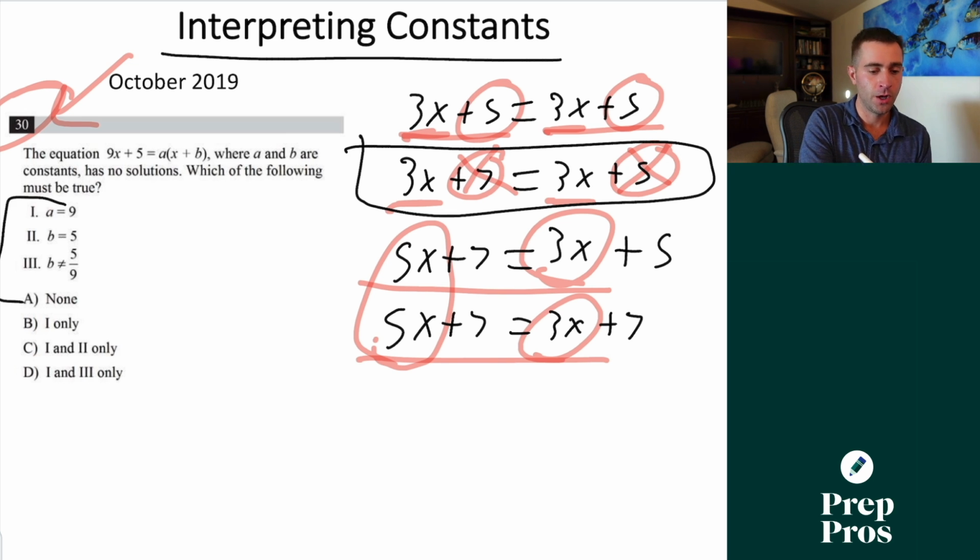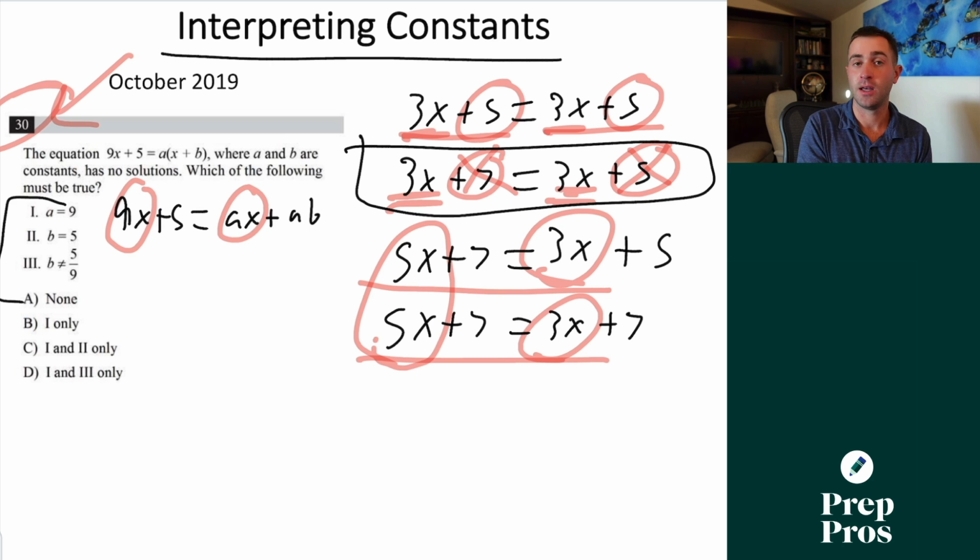Well, first thing we're going to do is we're going to distribute through. So we'll get 9x plus 5 equals ax plus ab. And our first thing is, the slopes must be the same. Therefore, 9x must equal ax. Therefore, a must equal 9. Our first statement must be true.